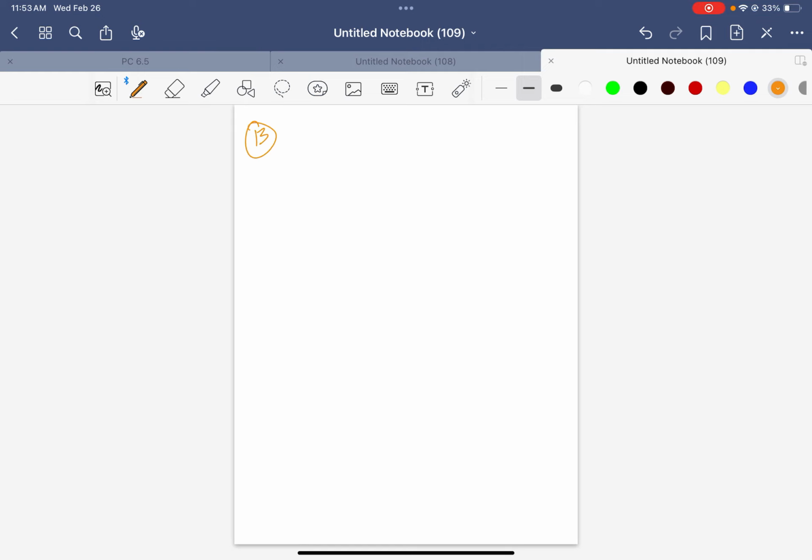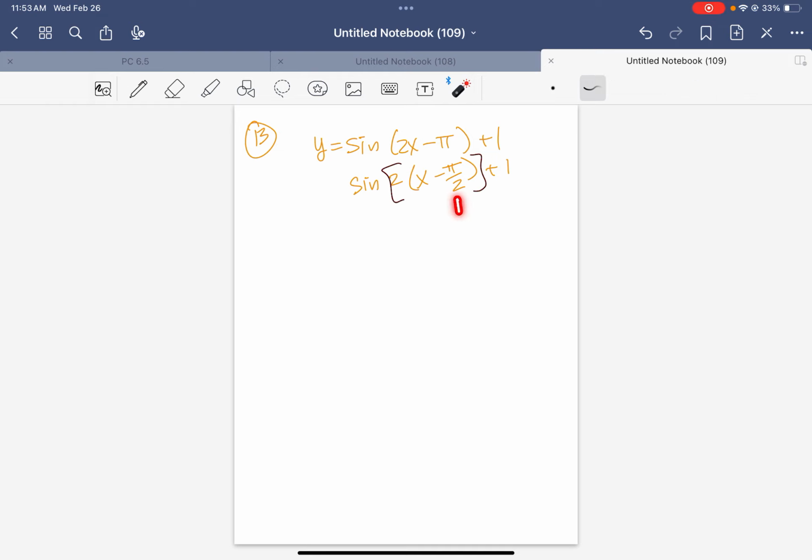So if I look at 13, it's y is equal to sine of 2x minus pi plus 1. So in this case, a is equal to 1. We say, look, this is in the form a sine of, well, we need to get it in the right form. So here's what I'm going to do. I'm going to rewrite it as the sine of 2x minus pi over 2 plus 1. So I factored out a 2, and now it should be really clear that this thing just shifts over to a starting value of pi over 2, right?